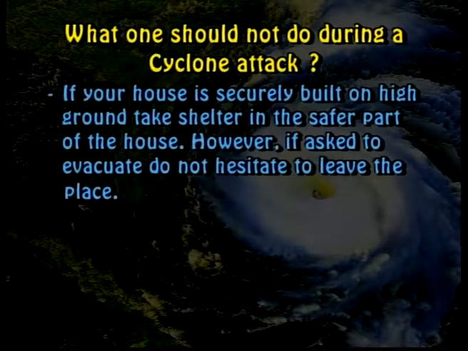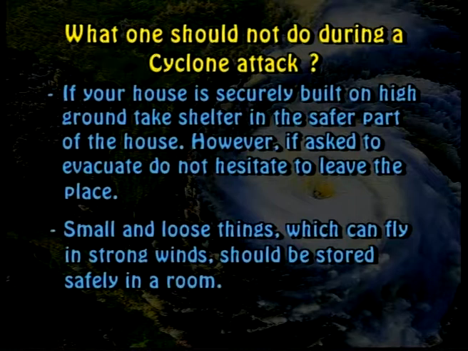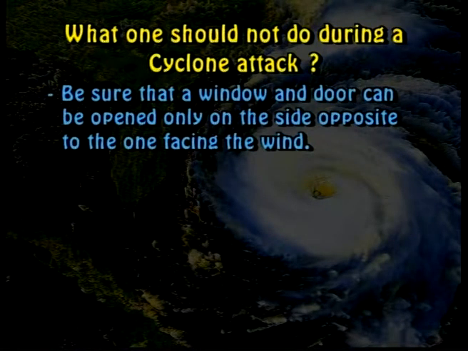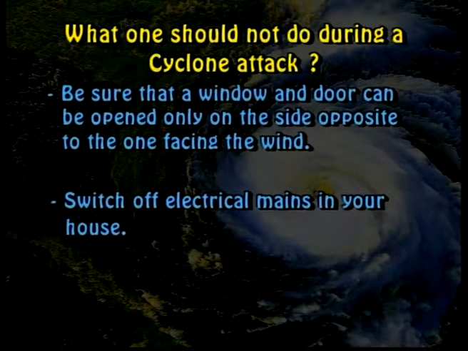If your house is securely built on high ground, take shelter in the safer part of the house. However, if asked to evacuate, do not hesitate to leave the place. Small and loose things which can fly in strong wind should be stored safely in a room. Be sure that a window and door can be opened only on the side opposite to the one facing the wind. Switch off electrical mains in your houses.